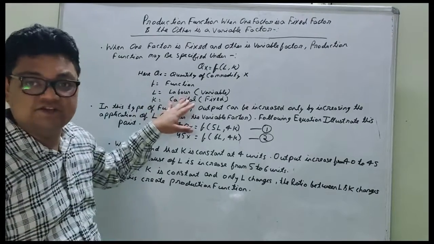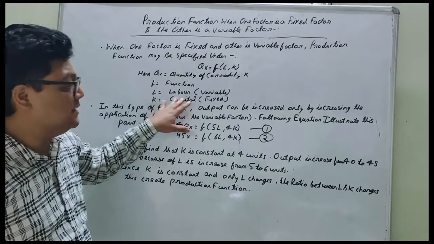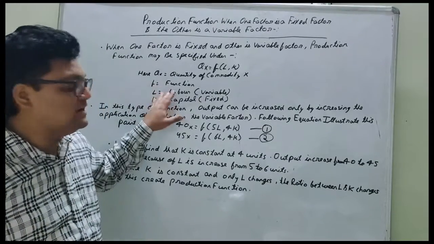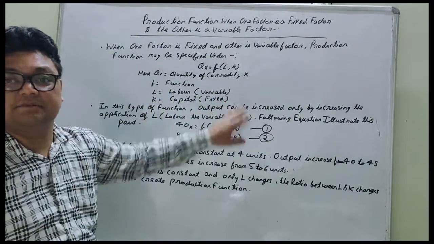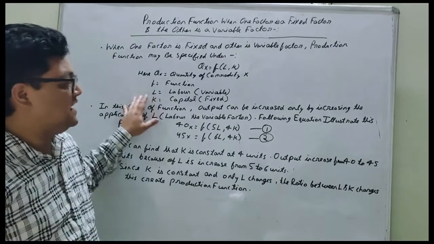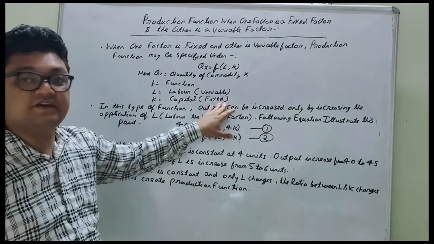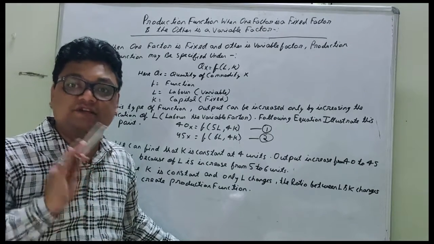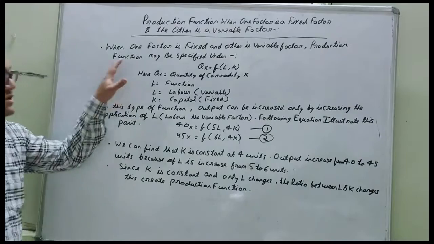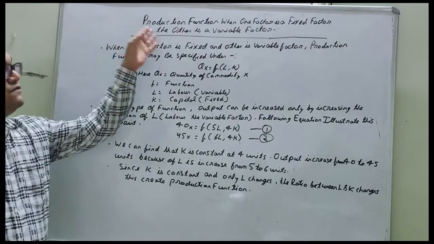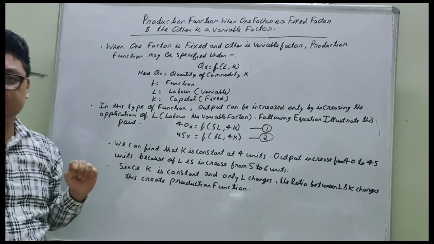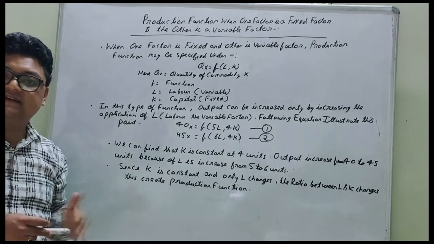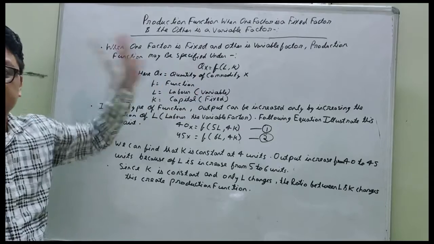F is the function. L equals labor. Labor means the worker who does the work. Here labor is the variable factor because it changes. K equals capital. It is a fixed factor because capital always remains constant. It is not changeable. Okay, so now we will discuss the production function when one factor is variable and the second factor is fixed through this statement only.